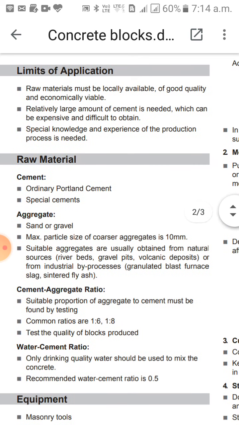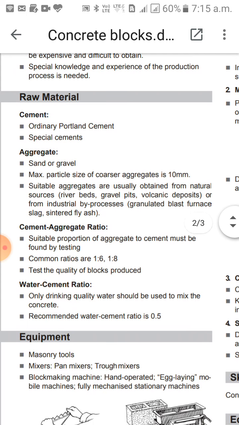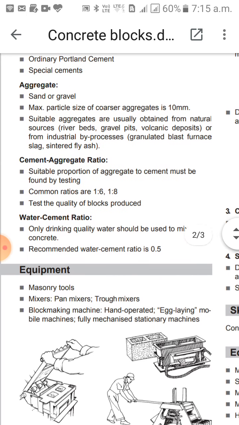Now the raw materials, we'll see the production first. The raw materials are ordinary Portland cement. You can also use special cement, aggregate, sand or gravel. Maximum size of coarse aggregate is 10 mm. The cement aggregate ratio is 1:6 or 1:8, as we already saw. Only drinking water should be used, and the recommended water cement ratio is 0.5. So the quantity of water divided by the quantity of cement should be equal to 0.5.